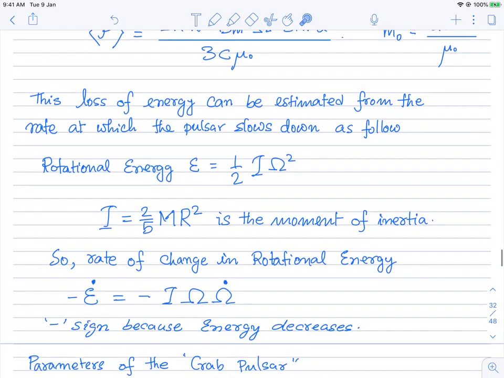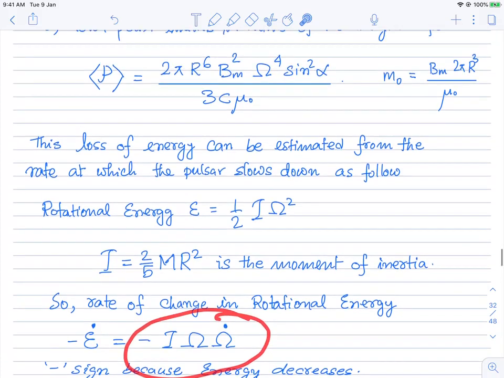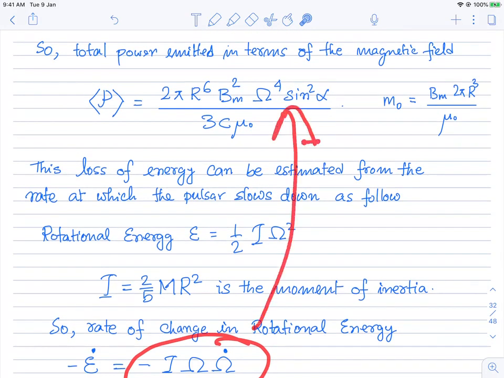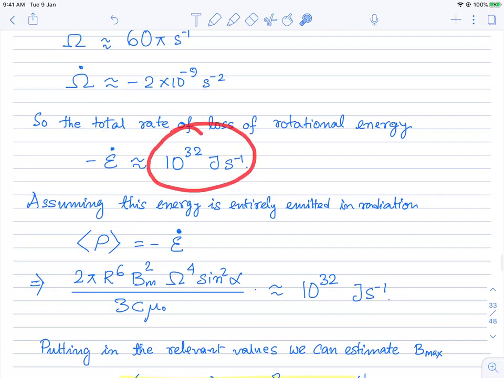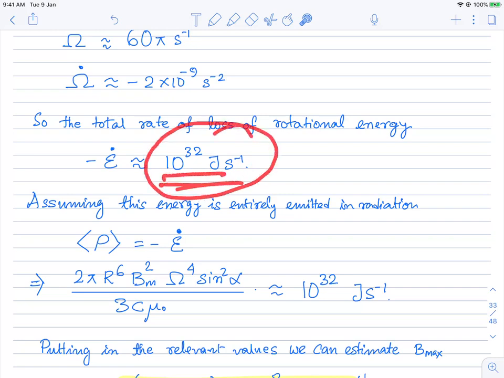So if we know these parameters here, then we know the total power emitted, and we know the magnetic field. I've just put in the numbers here and made this order of magnitude estimate. We find that about 10 to the power 32 joules per second of energy is being emitted in electromagnetic radiation.